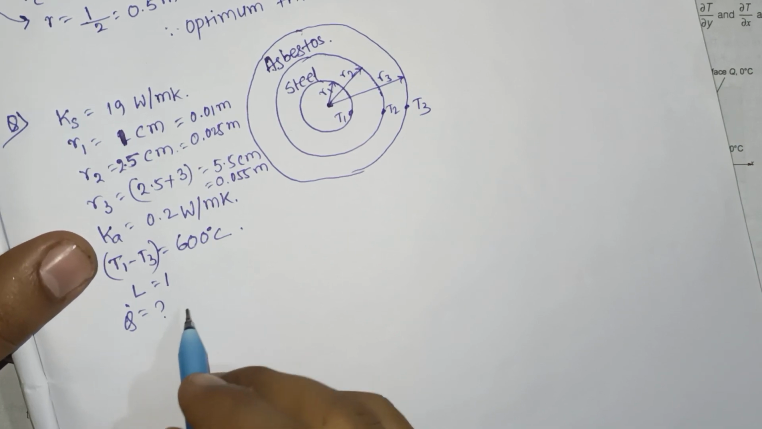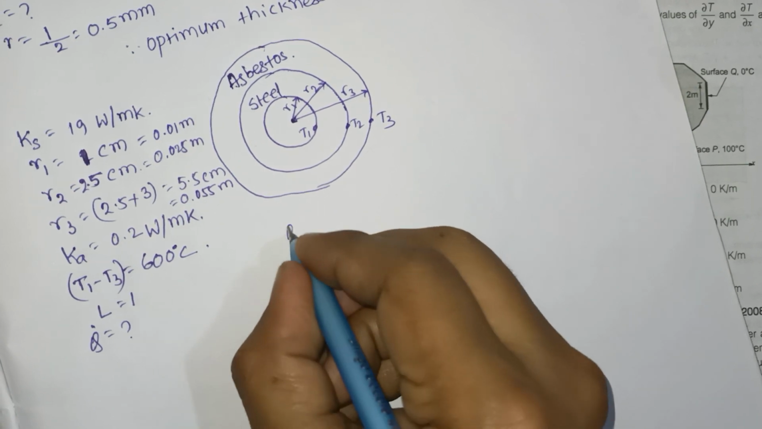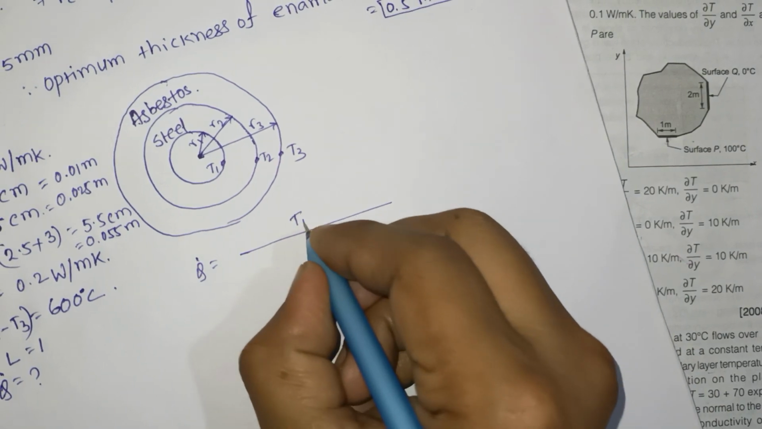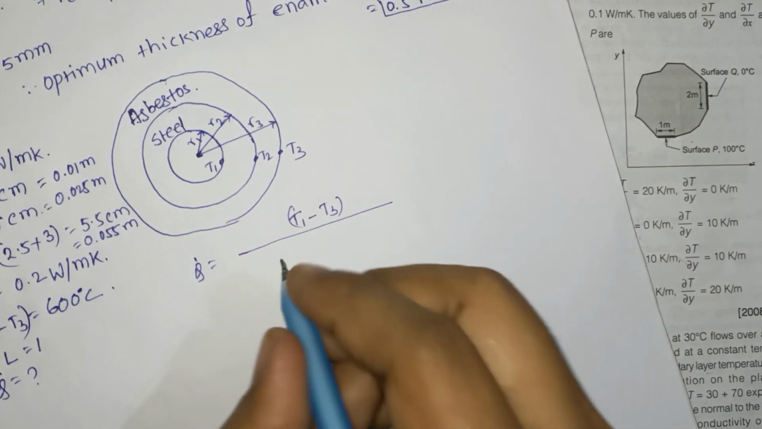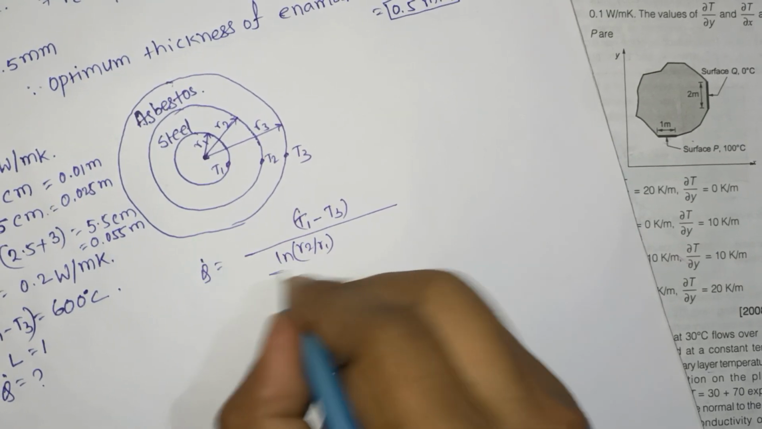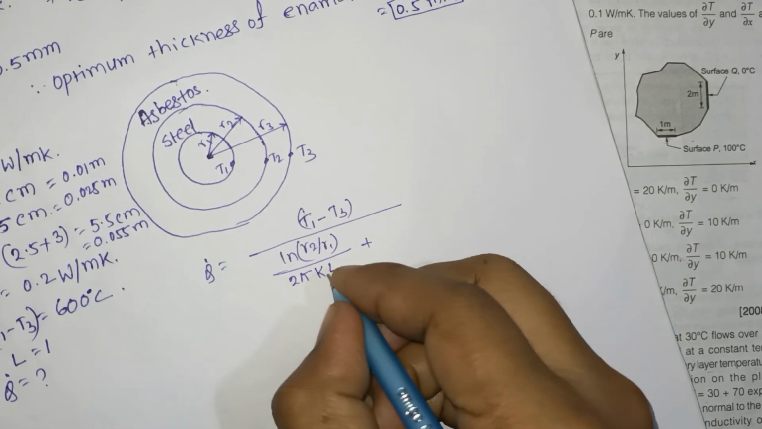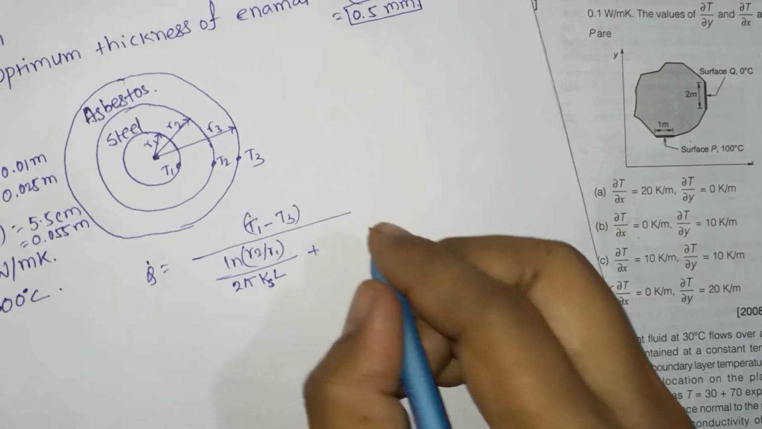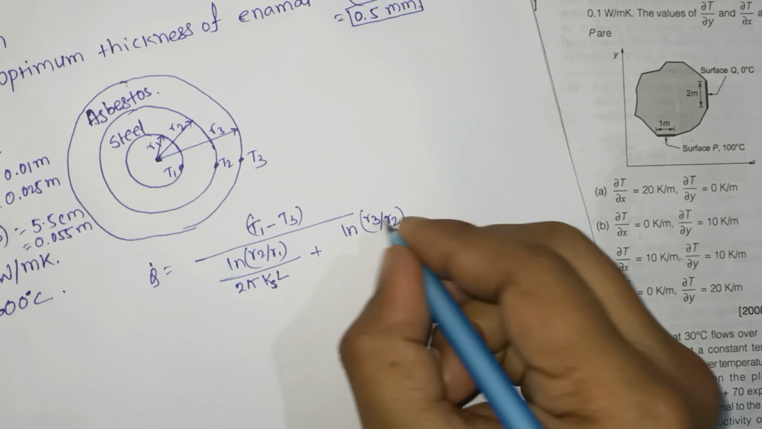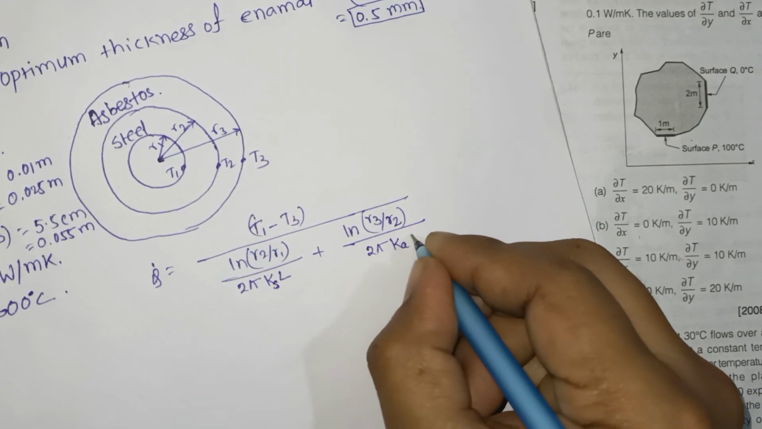So what is the heat transfer rate? The formula is given, that is Q dot equals T1 minus T3 divided by ln R2 by R1 over 2 pi K of steel L, plus ln R3 by R2 over 2 pi K asbestos L.